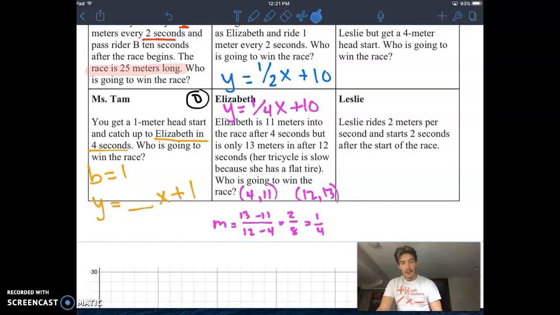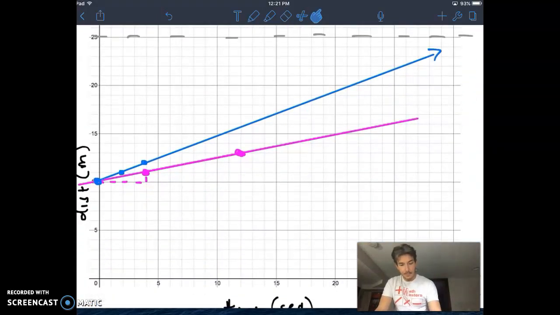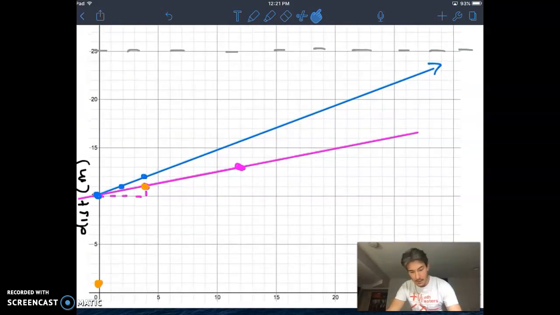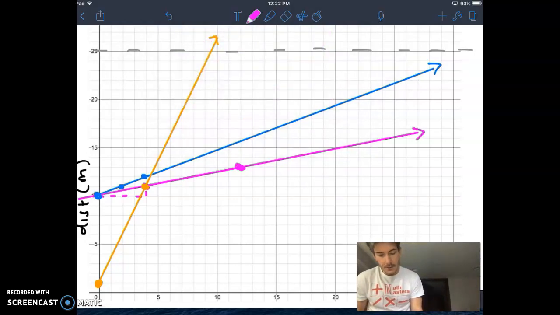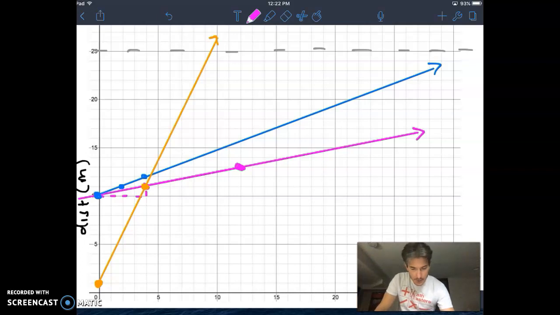Well, Elizabeth is the pink line. So here's what this means. Miss Tam got a 1-meter head start, not very much of a head start, but she caught Elizabeth in 4 seconds, meaning that after 4 seconds, they were in the exact same spot. Well, look at what's going to happen here. Check out your graph. Look at how fast Miss Tam is riding. Miss Tam has already crossed that finish line. Mr. Bloomer, Miss Tam looks like she's going to cross that finish line somewhere right in here. Miss Tam's a speedster. Holy cow.